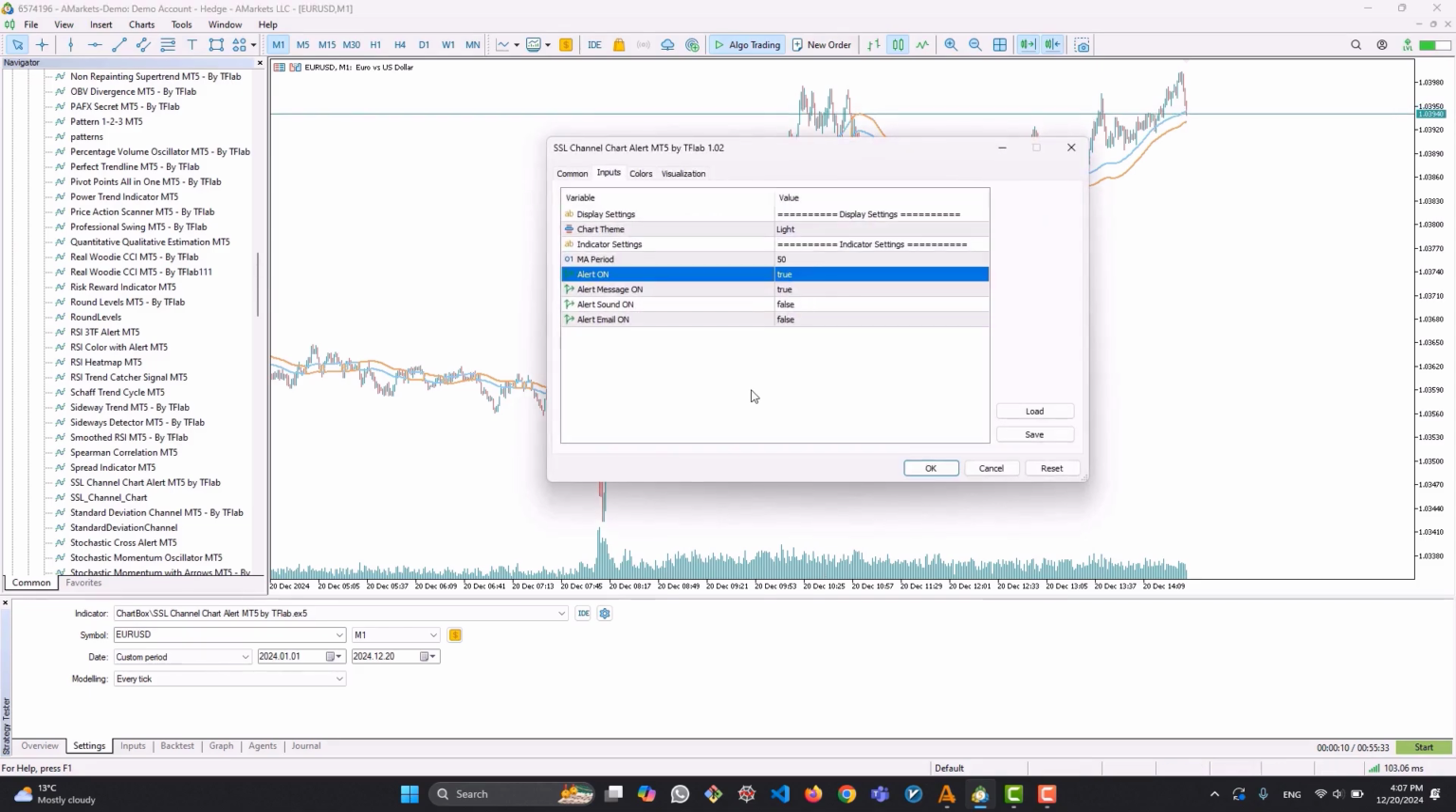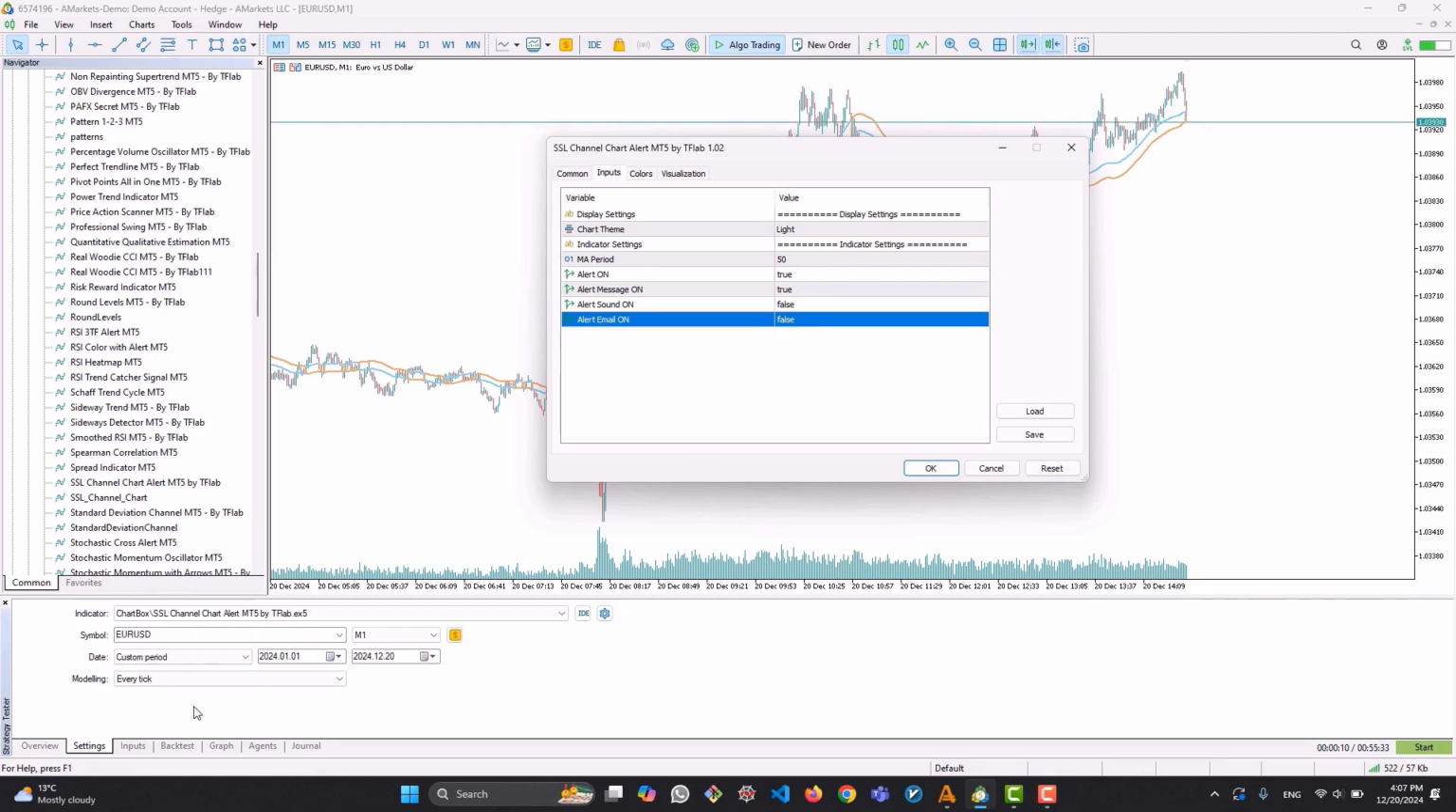The next option is for alerts, when we have a cross between these lines and a buy or sell signal is about to be issued. If this option is on, the alerts will be active. The next option is for alerts in the form of a message, which, if on, will issue the alert as a message for us. The next option is auditory, which, if on, will also play an audio file. And the last option is for alerts via email, which, if on, will display the alert in our mailbox.